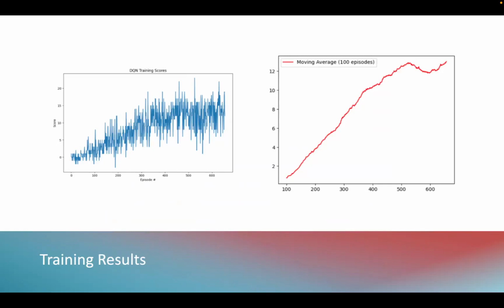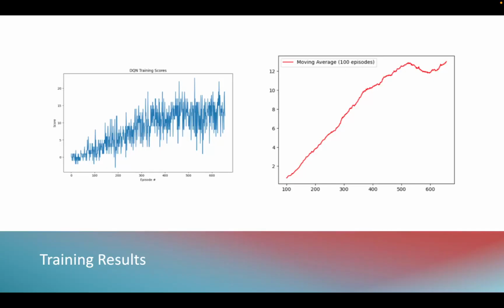The second graph shows the raw score for individual episodes. Notice the significant variability in performance from episode to episode. This is normal in reinforcement learning due to the exploration process and the stochastic nature of the environment. Early episodes have consistently low scores, but as training progresses, we can see higher peaks in performance appearing.